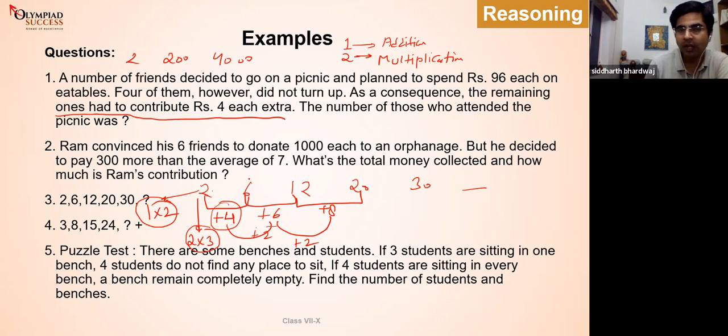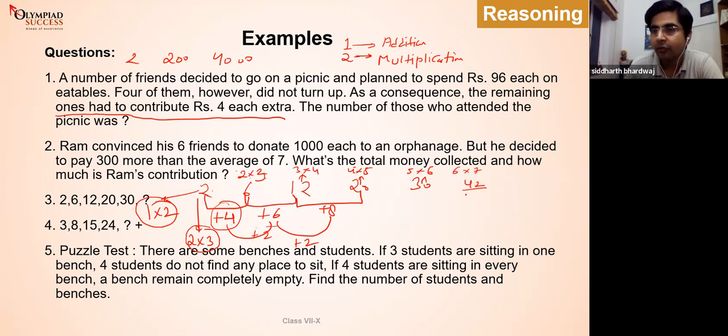Or you can say, there is another way. You can get 2 by 1 into 2. How can you get to 6? By 2 into 3. So 1 into 2, 2 into 3. How can you get 12? 3 into 4. How can you get 20? 4 into 5. How can you get 30? 5 into 6. So what should be the next number if you count like that? 6 into 7. 6 sevens are 42. So this should be the answer.